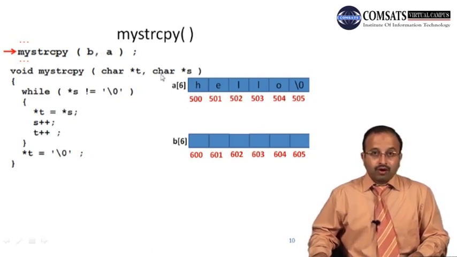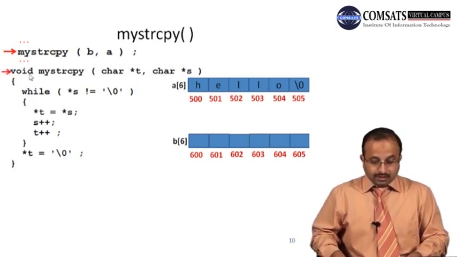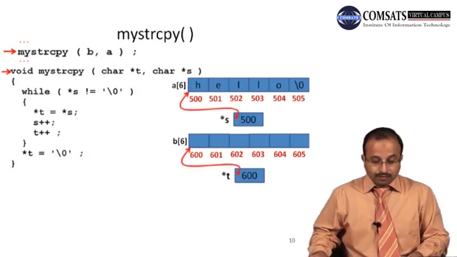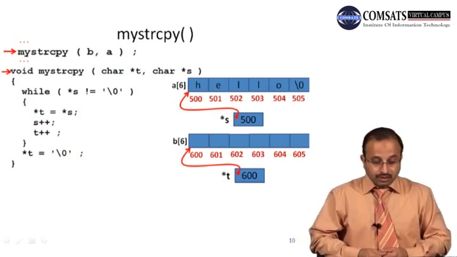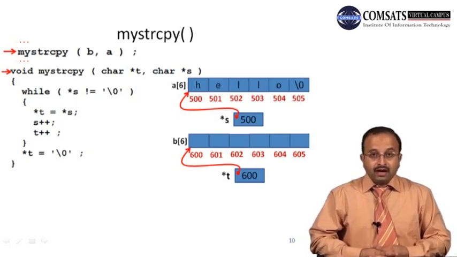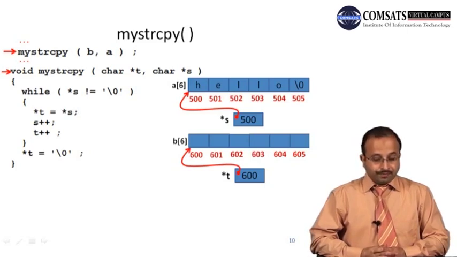We have two character pointers over here, because these are the addresses where characters are stored. So we must have a character pointer over here. Now when this statement is executed, we have T and S. S points to array A and T points to array B. So this will be the scenario. Here S and T are the local variables of my string copy function, and A and B are the character array or the string variable of the main function.